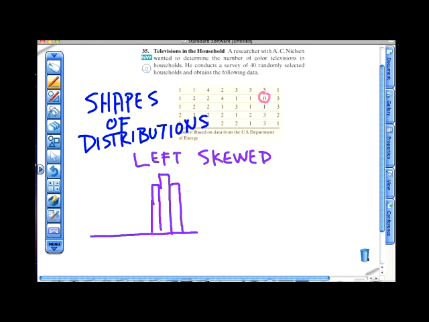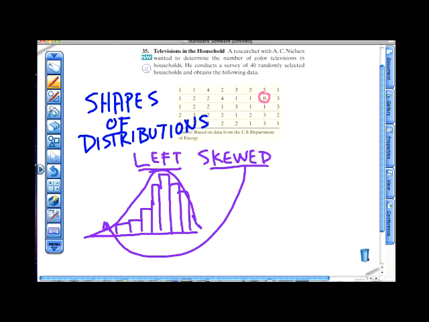So let's say there's our horizontal axis, and let's say you've got something that looks like that. So again, you can see that you've got that pile up on the right, taper off on the left, which gives you the left skew. So again, the direction of the skew is the part where the tail is. To the right, it would be the larger values. To the left would be the smaller values.